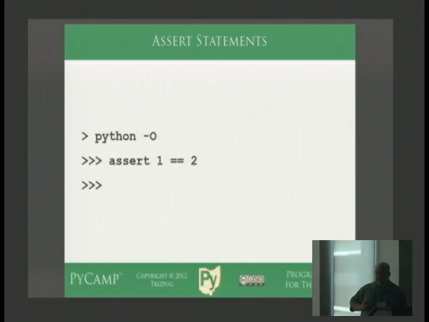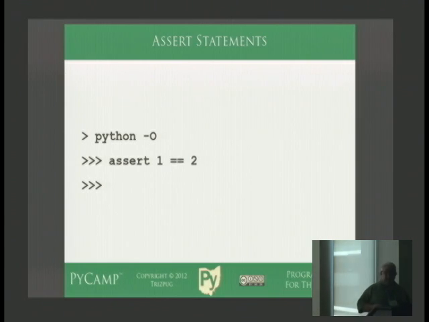Let's go to our operating system prompt and jump into Python using the -O switch, and then run an assert statement when the expression is false, and we would normally expect this to raise an assertion error, but because we're running Python as optimized, the assert statement has no effect whatsoever. It's just like using the pass statement.